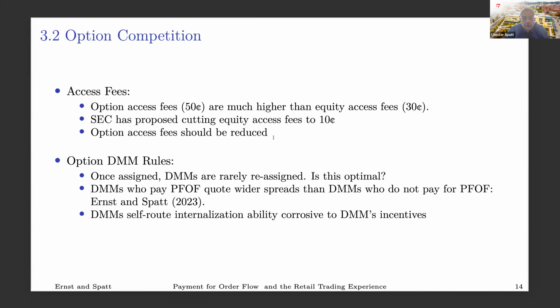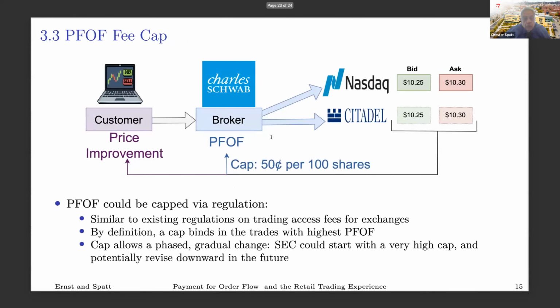Indeed, we found in a companion paper that the designated market makers who pay payment for order flow quote much wider spreads than those who don't pay for order flow. And we also found that the ability of the designated market makers to self-route, to basically route to themselves, limits their incentives to compete against the rest of the order book.